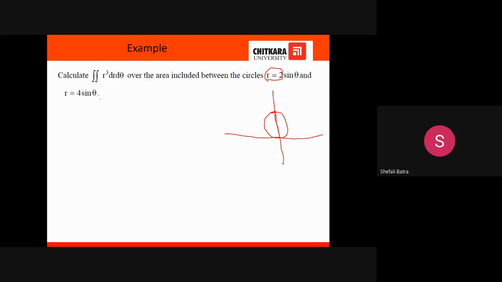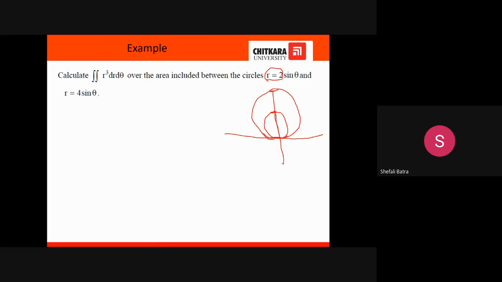Next circle is r is equal to 4 sine theta. So it would be on the positive y-axis, but this time the radius vector would be 4. Distance of this point from the origin is 4. So I am drawing this circle like this. Is it clear, beta? Is it right? How to draw the two circles, r is equal to 2 sine theta and r is equal to 4 sine theta. Now, area between the circles.